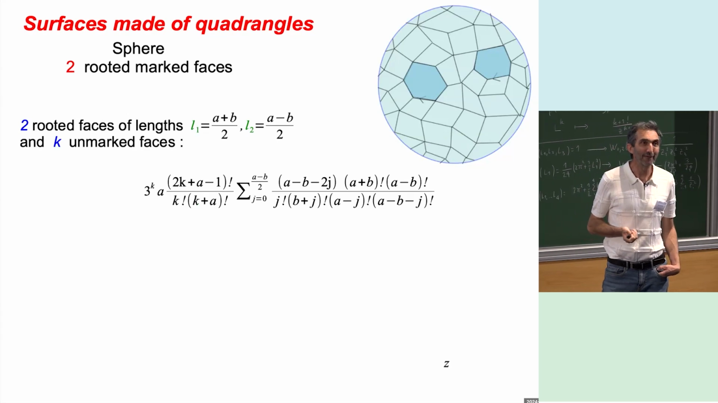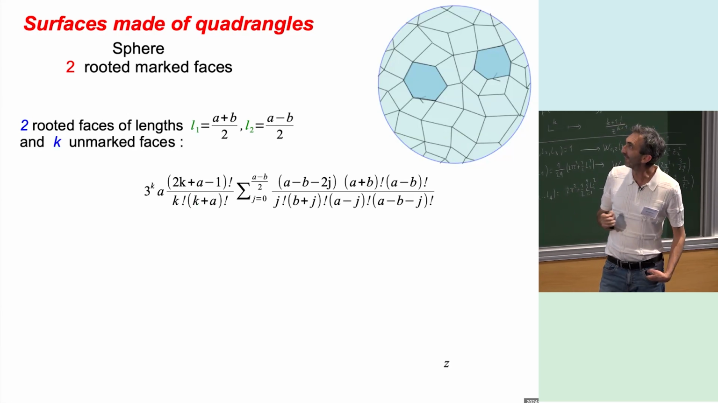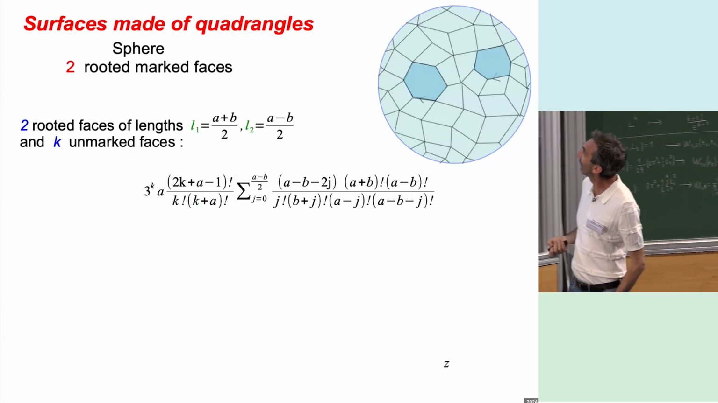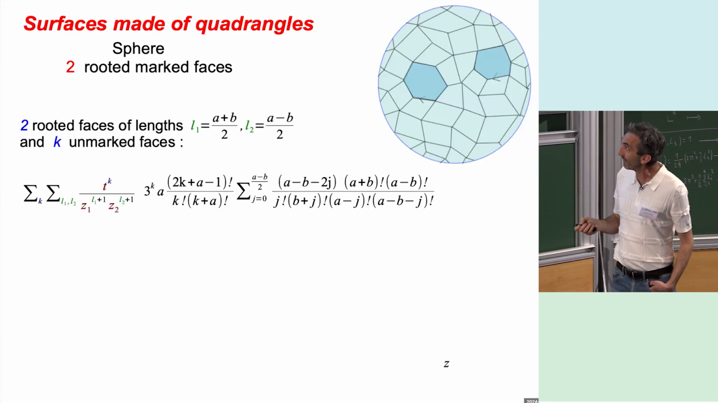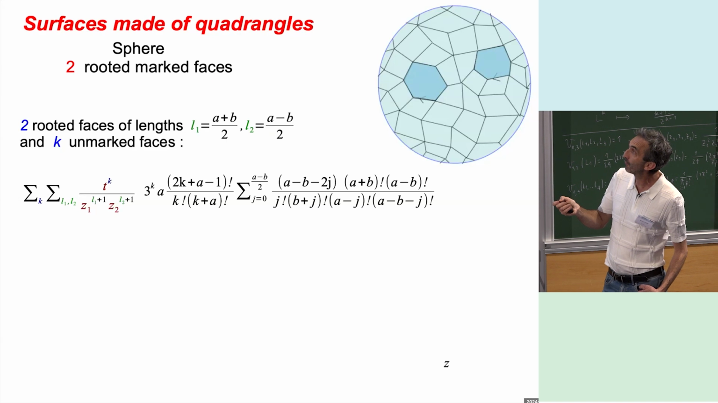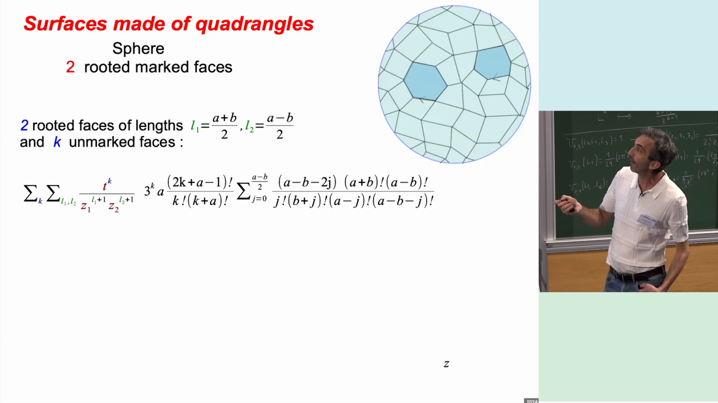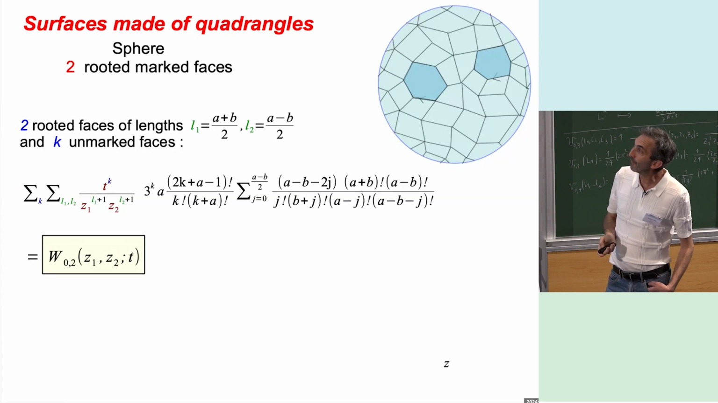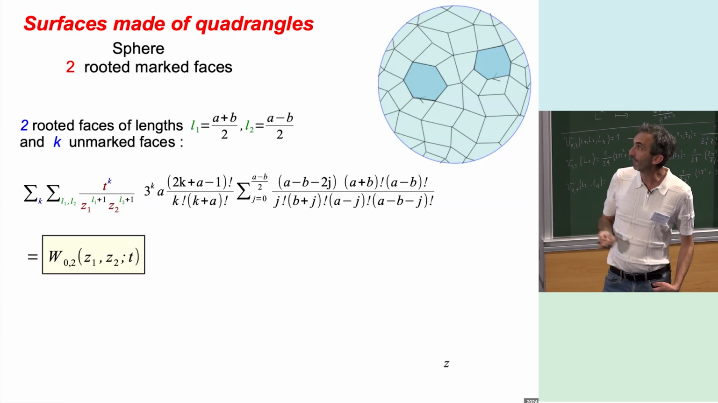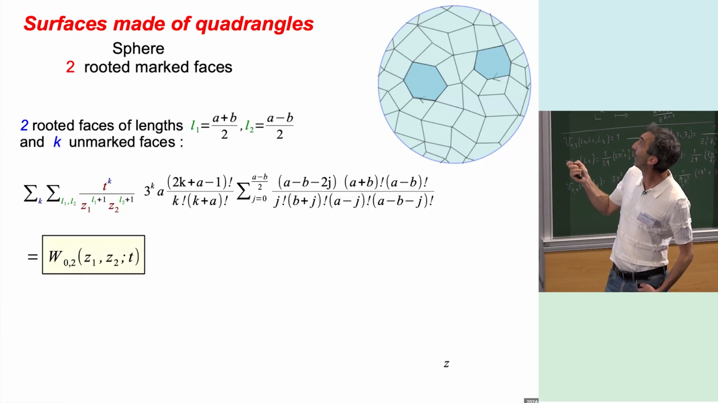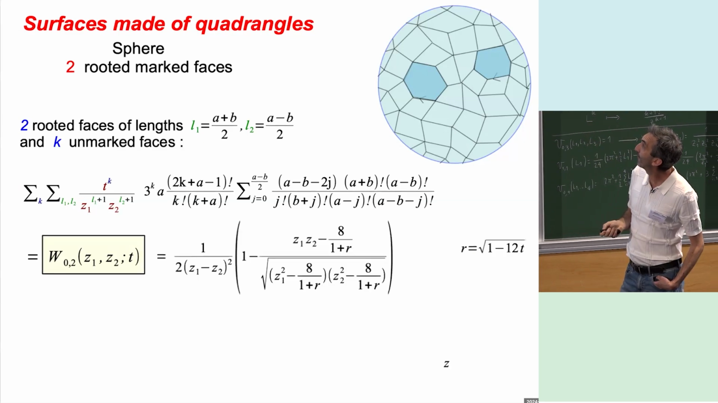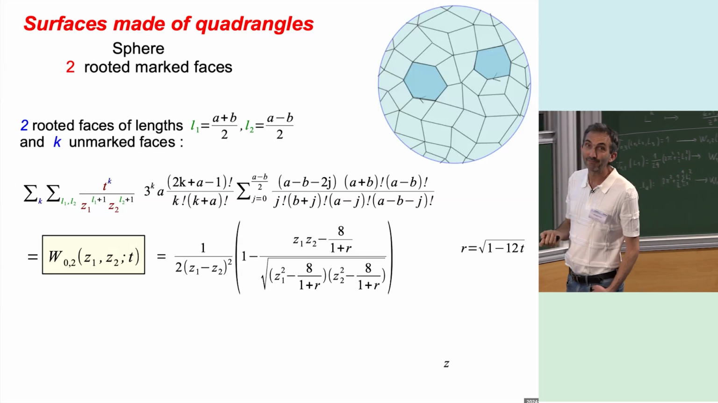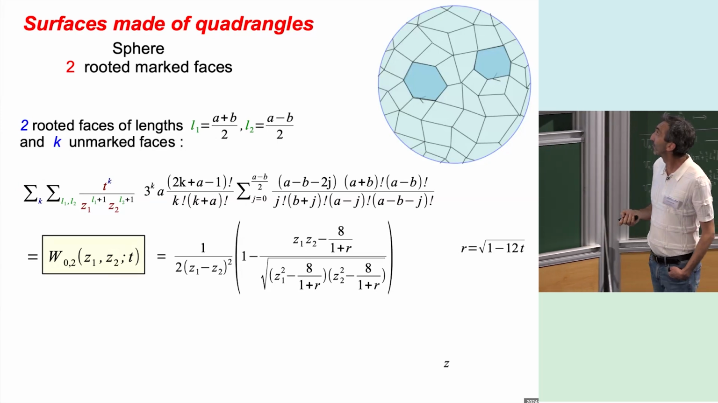This one I don't think was found by Tutte, but okay. Now we know the answer, and this is what you get. So it's a nice formula. Again, you make a generating series. Now you have still t to the k, but you have a z1 coupled to L1 and z2 coupled to L2. You resum this series. Well, you call it W02. Now again, 0 because it's planar, and 2 because you have two marked faces. And let's see what it is. It is this function. Okay, it's an algebraic function. Nice.